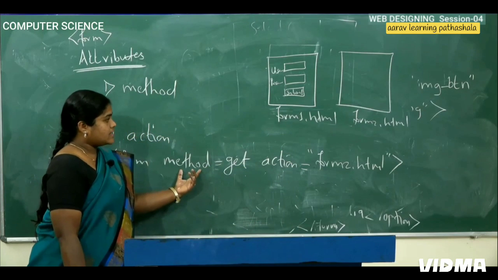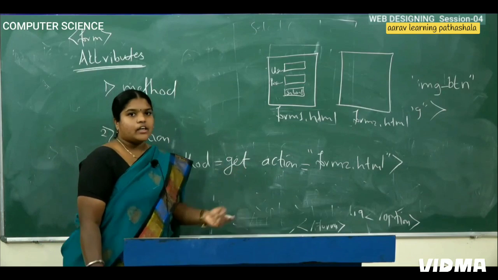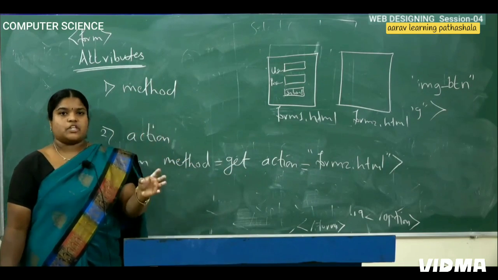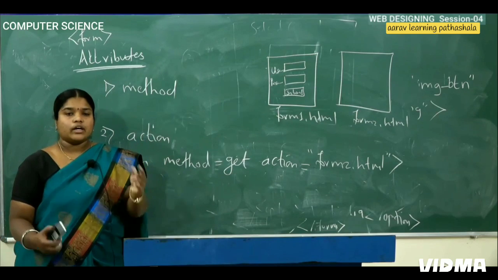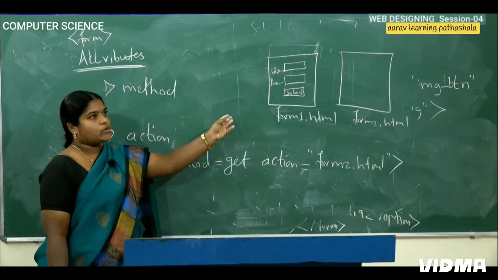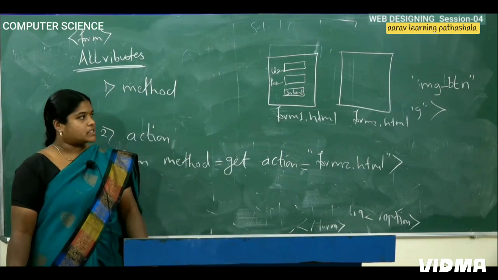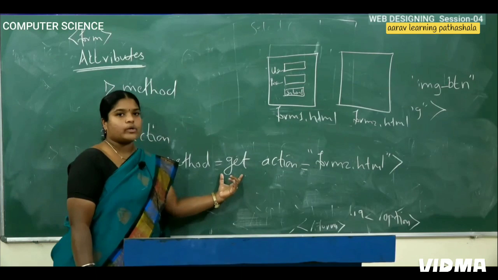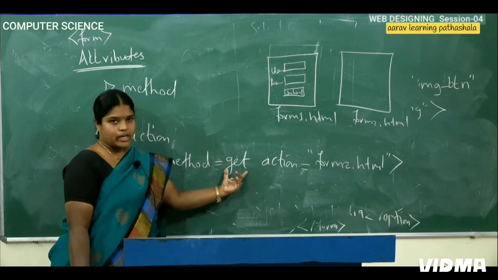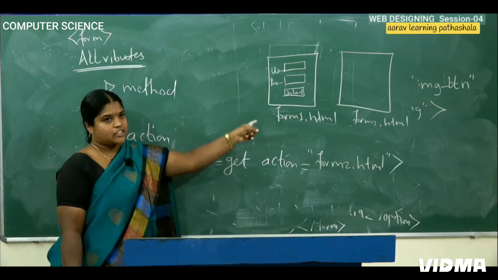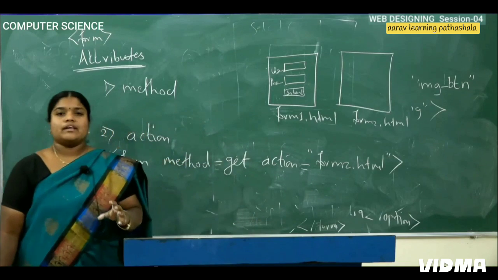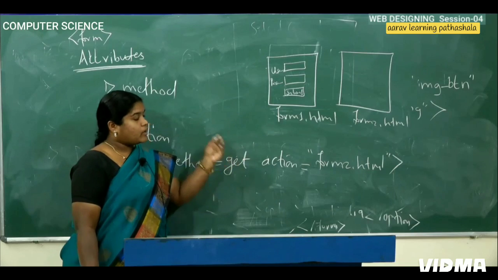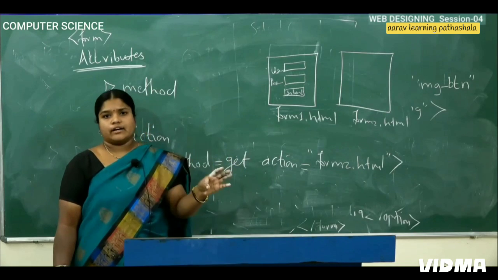Now one more thing is method is equal to get. Method is an attribute that is used to send the information, and that will decide how the data from one page will be sent to the next page. If method is equal to get, data from this particular page to the next page will be sent using the address bar, and all the data will be visible on the address bar.